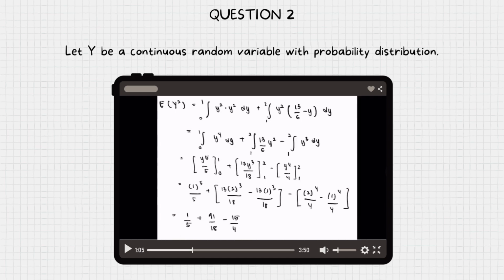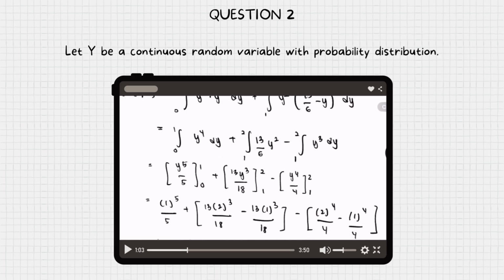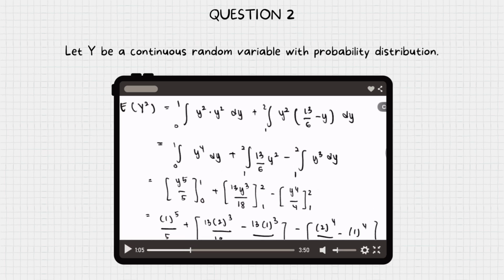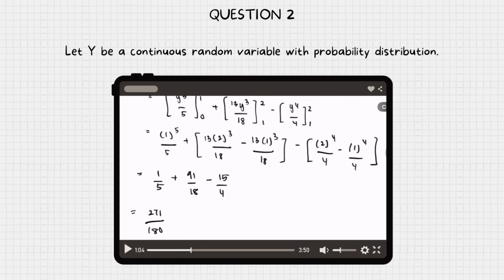Then we have to find the value of the mean of y squared. Just like the others, we have to integrate it, but this is special because we have to multiply by y squared, for the first equation and the second equation, and we must add them. After we calculate this, we get 271 over 180.